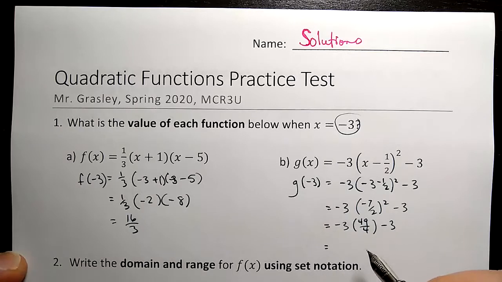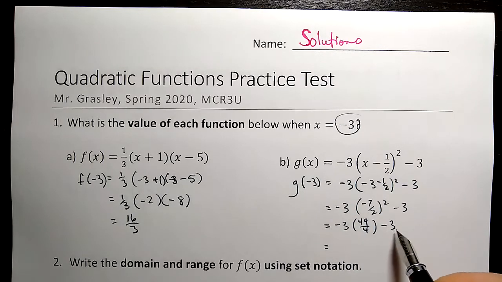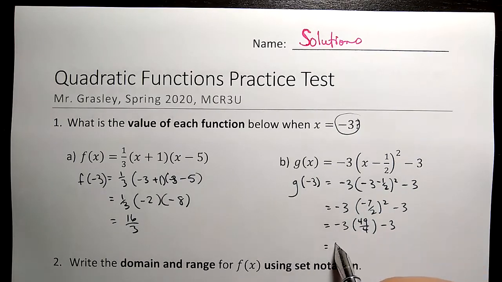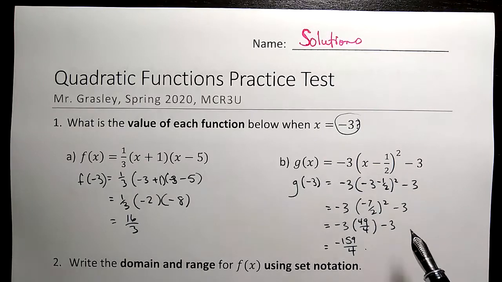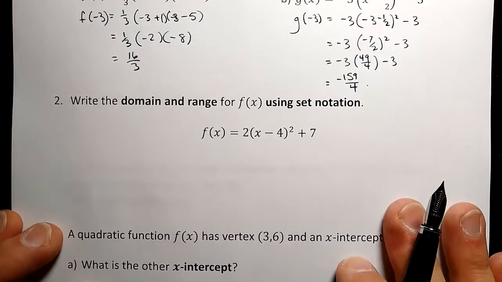I'm just running out of space here. -3 times 49 is -147, and then we have another 3 here to subtract. That's the same as 12 quarters that we're subtracting, so that's going to be -159 over 4. So multiply these two and then subtract 3, and that's going to be some fraction work. Okay, let's go on to this question here.